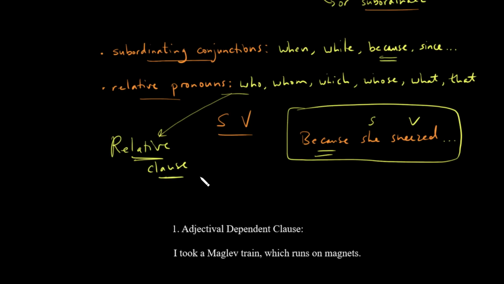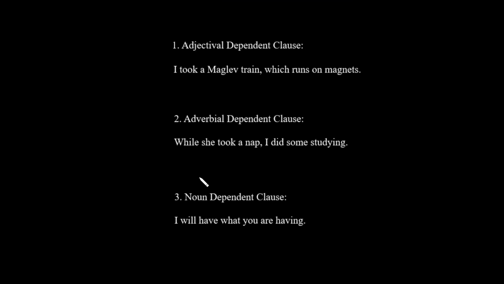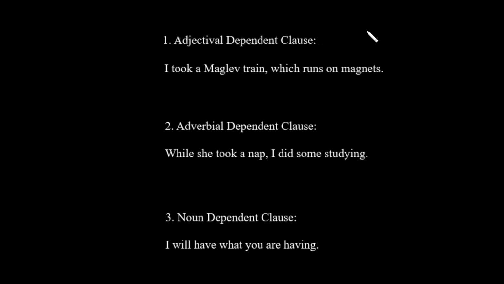All right, so let's have a look at three examples, and let's see how these different examples have a different function in each case. So we're really talking about the function of the dependent clause here. Our first example is of a clause that acts like an adjective. And we know that an adjective describes a noun, typically. So in this case, we have I took a maglev train, and that's our independent clause. That can stand by itself as a sentence.